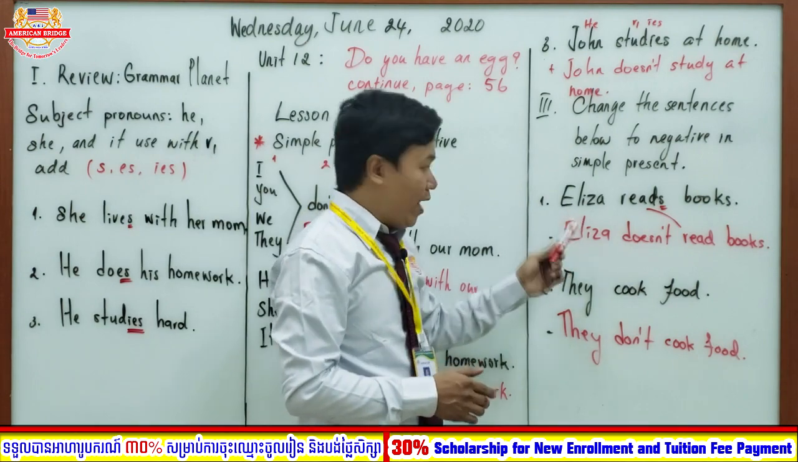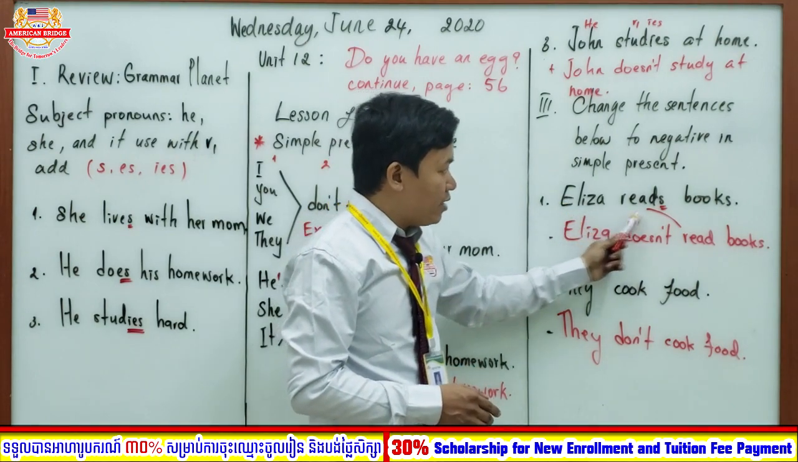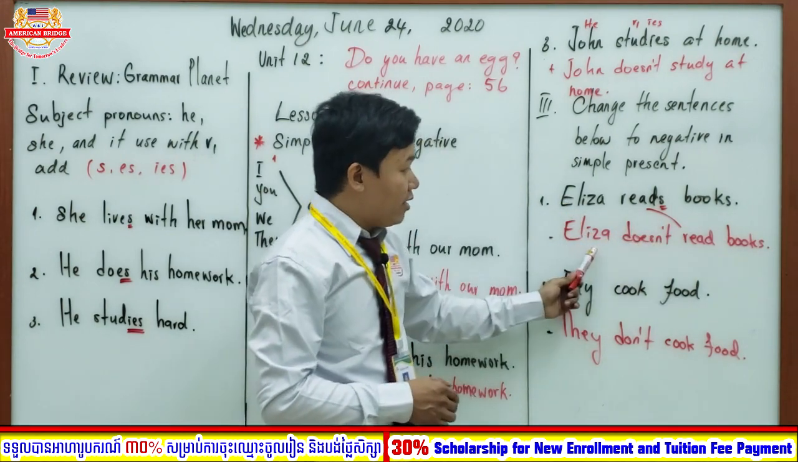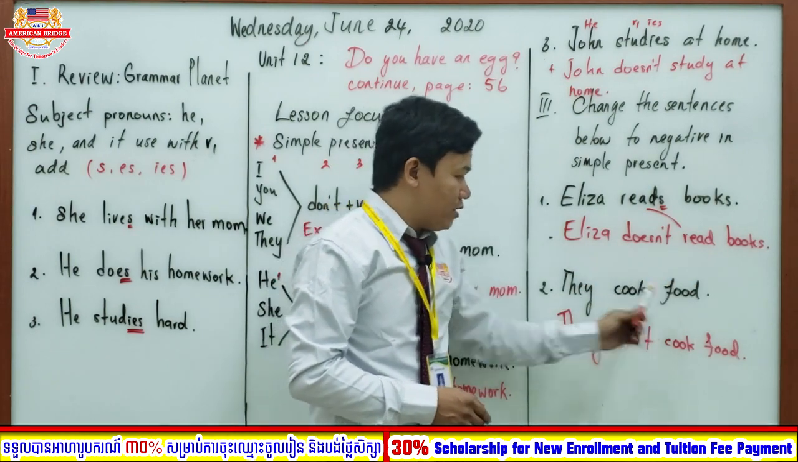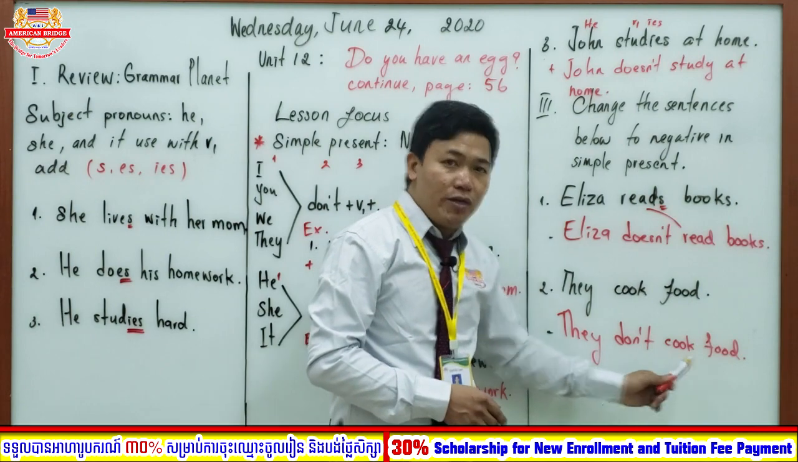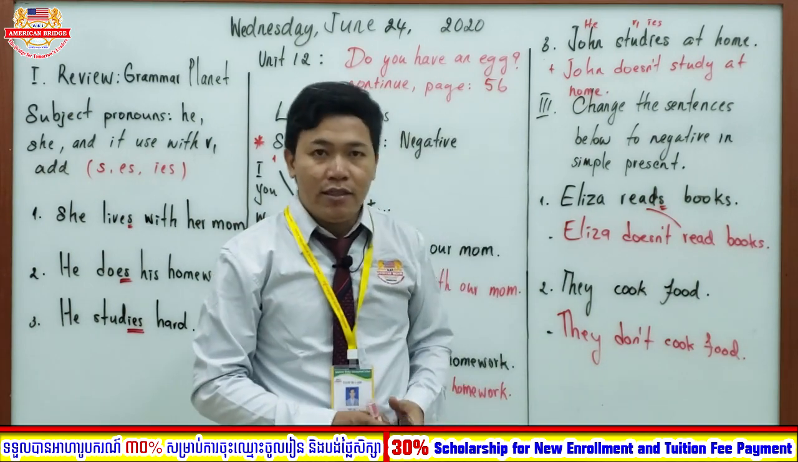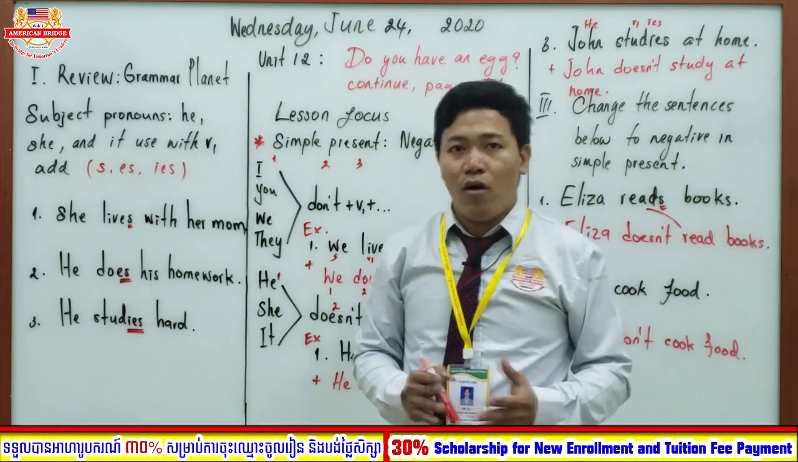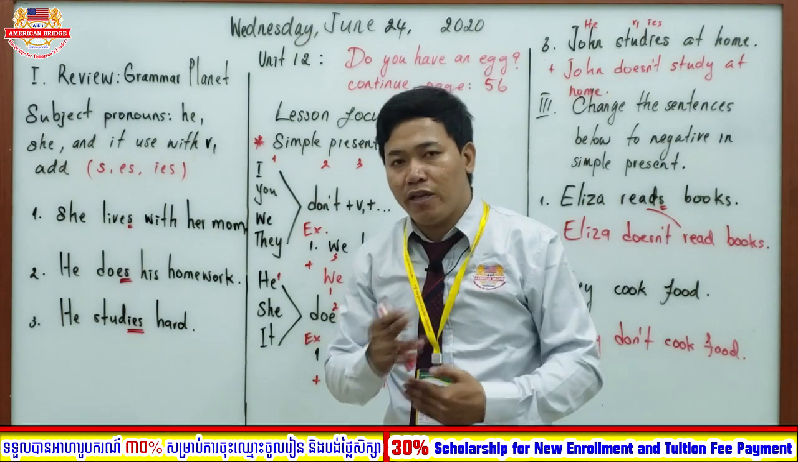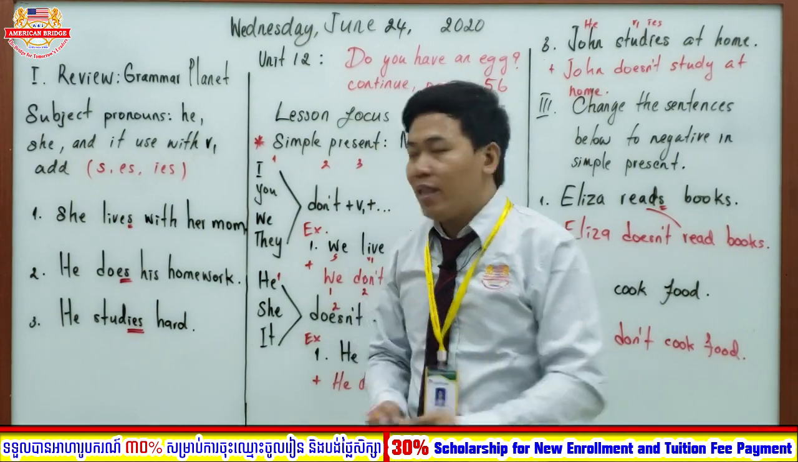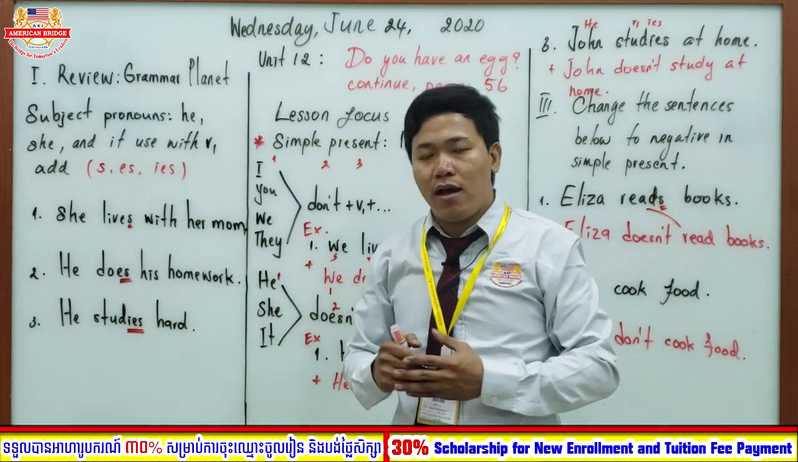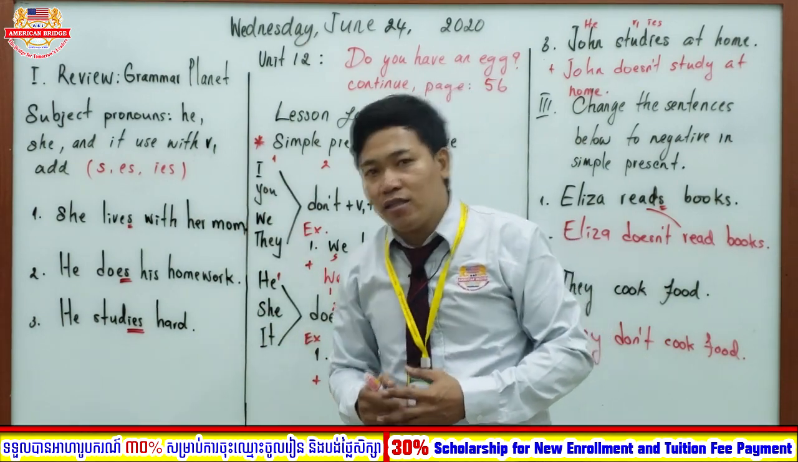Read together before we end. Eliza reads books. Eliza doesn't read books. They cook food. They don't cook food. Okay, everyone? This is our lesson today, and I hope that through what I have explained to you all, you will understand about affirmative form at S, ES, IES, and negative.